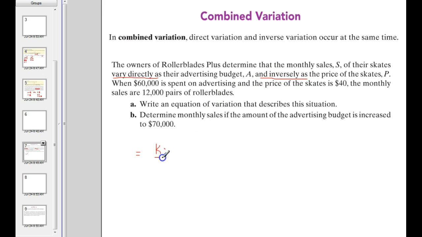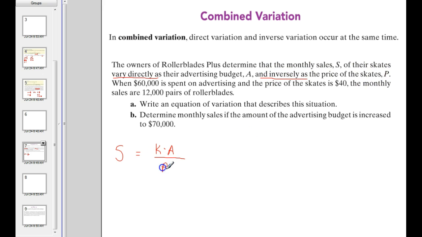Now we don't put K in there twice, because the constant that would cause the direct variation and a constant that would cause inverse variation are being multiplied together and creating another constant, so we just use K once. Alright, so remember what comes before the variation, the varies directly, varies inversely, is on the other side of the equals by itself. After the directly as is A, the advertising budget, and then after the inversely as is the price, P.